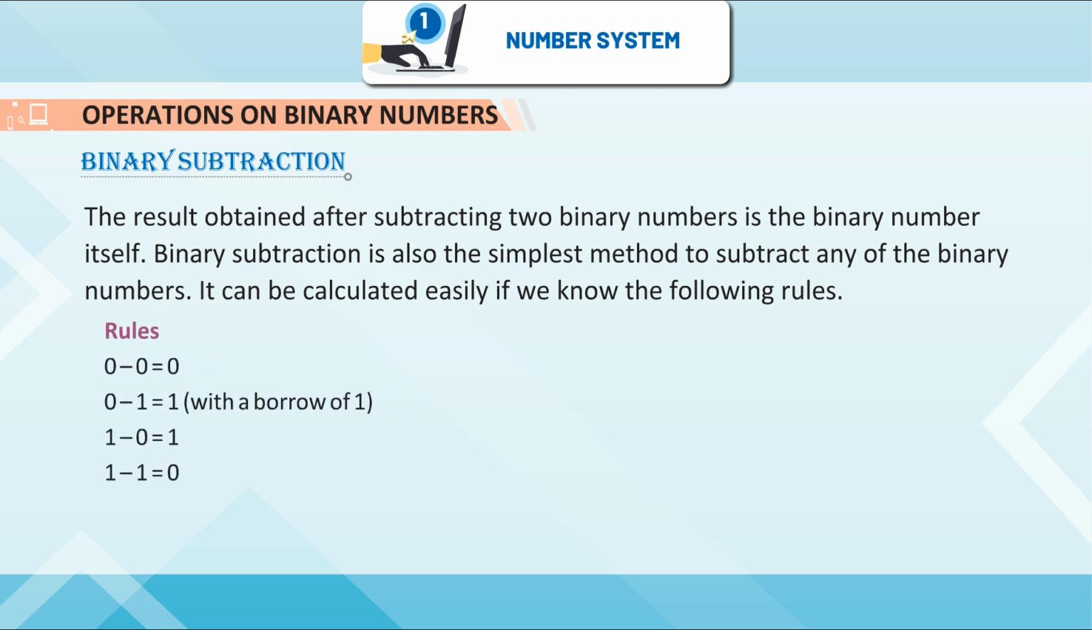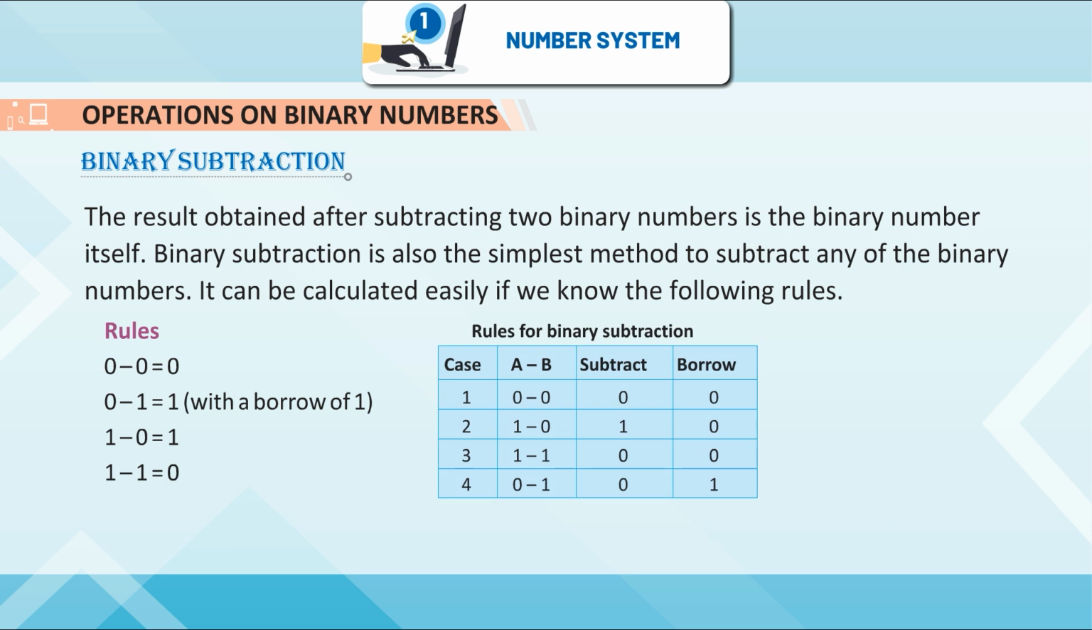Rules: 0 minus 0 is equal to 0. 0 minus 1 is equal to 1 with a borrow of 1. 1 minus 0 is equal to 1. 1 minus 1 is equal to 0. Rules for binary subtraction.